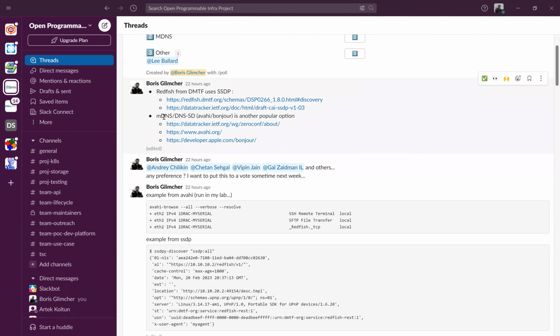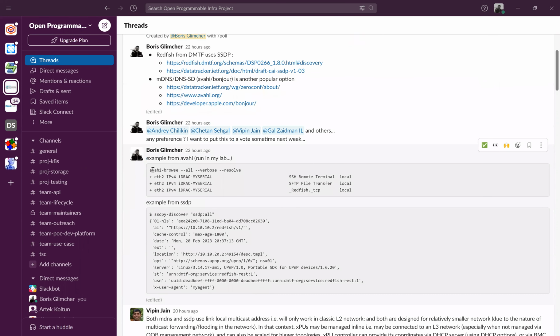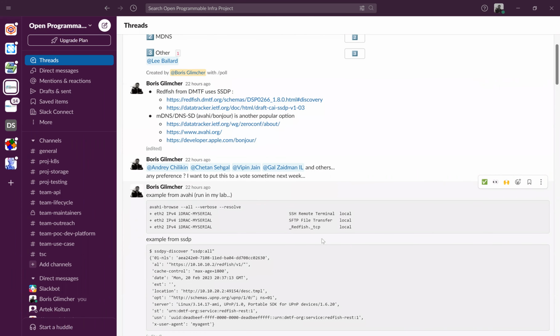I was looking into, for example, the Redfish implementation, Redfish from DMTF, because I know several vendors running Redfish on their BMC. Redfish from DMTF recommends or mandates using SSDP, the Simple Service Discovery Protocol. Avahi Bonjour obviously is using multicast DNS. DNS service discovery is another popular option. These are just examples of things that I ran in my lab, from the Avahi perspective of multicast DNS service discovery or SSDP service discovery. And I wanted to hear your opinions on what you think.